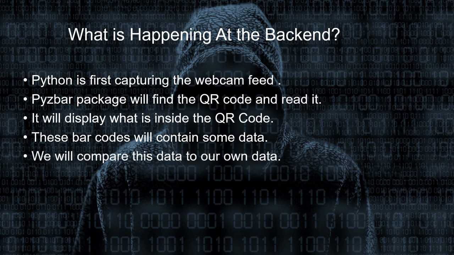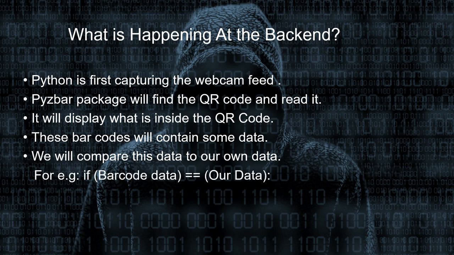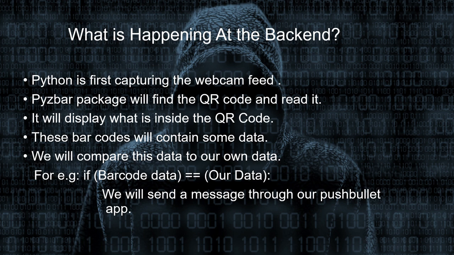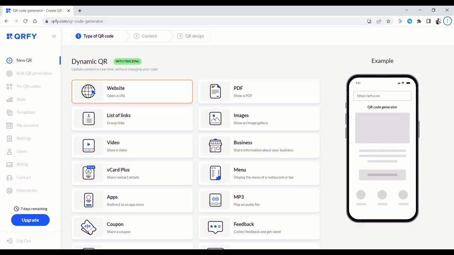So we will compare this data to our own data. If the data inside the QR code is equal to Chris Thomas Jose, for example, then we will send a message to our app. So basically, the idea is if barcode data is equal to Chris Thomas Jose, then pushbullet app dot send message Chris has entered and the timing. This is the basic idea of the project. Now I will show you how I have created the QR code online. So let's get to it.